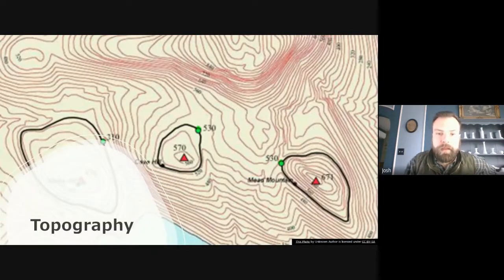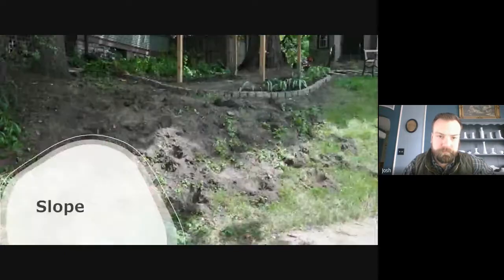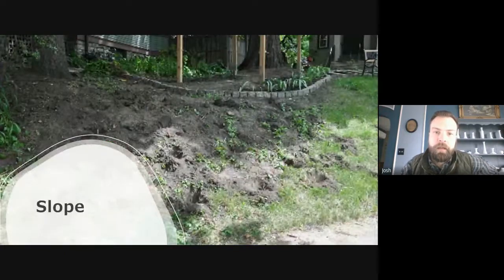The final natural site consideration I will discuss in this recording is the topography of a site. The slope of a site affects how water interacts with soil. Flatter areas stay wetter longer, where steeper areas may allow water to flow away faster, leaving them drier.